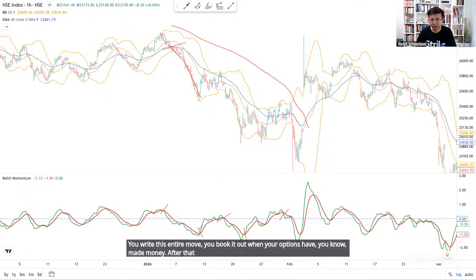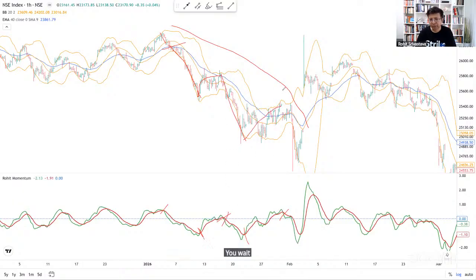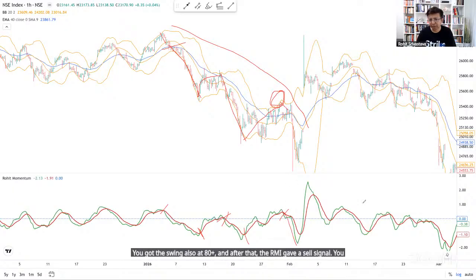After that, or when it gives this buy signal here, you book it out. Again, you wait for the next sell signal. Again, there's another move. You wait. Again, and here you got the swing also at 80 plus. You got the swing also at 80 plus, and after that, the RMI gave a sell signal. You again ride this and book out.